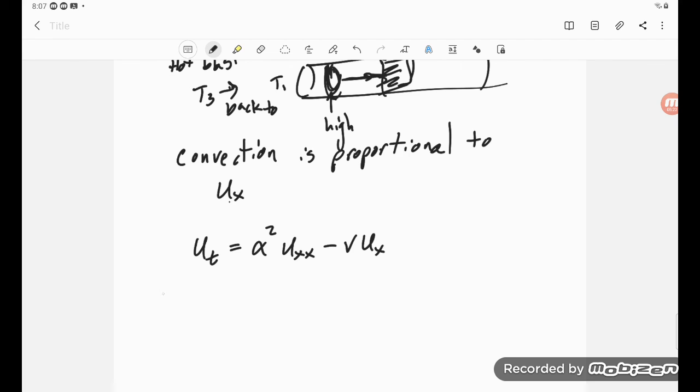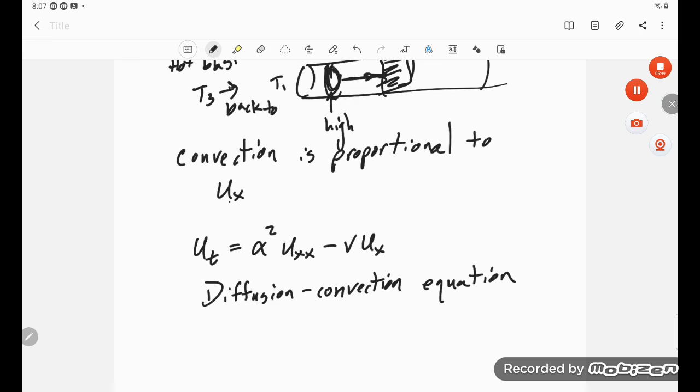And so this is what we call our diffusion convection equation. Okay, and so that will do it for convection, or diffusion convection.